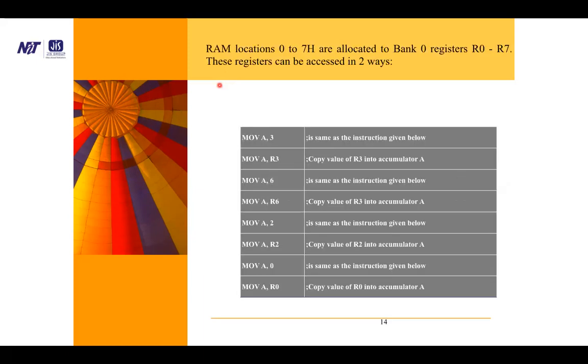RAM locations 0 to 7H are allocated to bank 0 registers R0 to R7. These registers can be accessed in two ways. MOV A, 3 is the same as the instruction given below: MOV A, R3, copy the value of R3 into accumulator A.